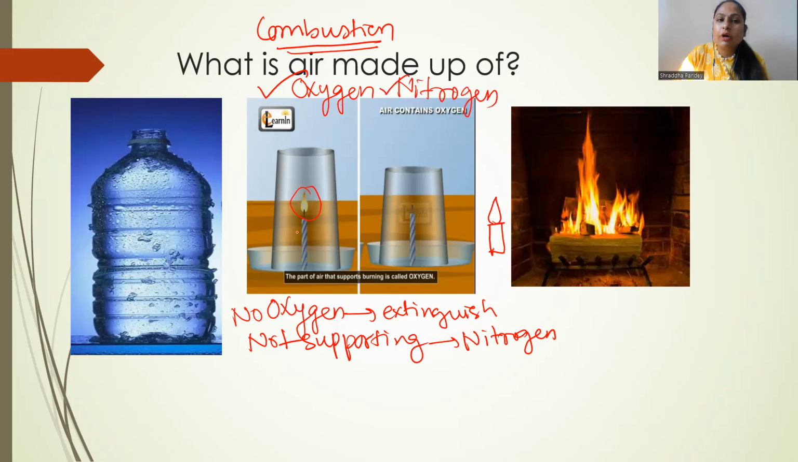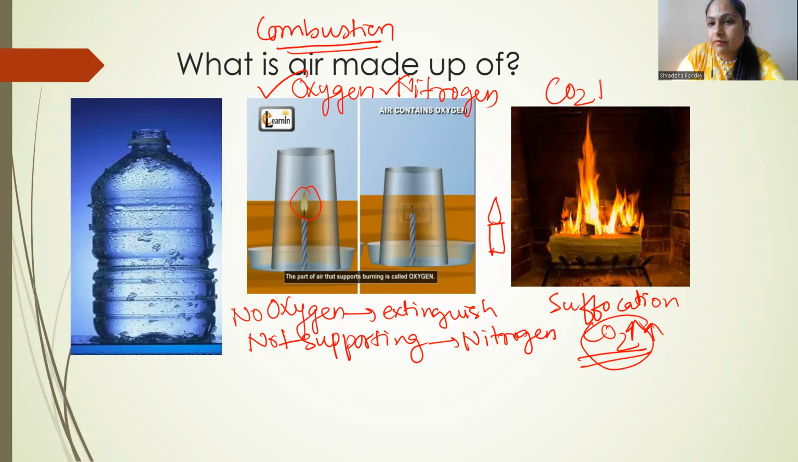What else is present in air? Have you ever seen a burning room? If you are stuck in that burning room, what will happen? You will feel suffocation. Why do you feel suffocation? It is because more and more carbon dioxide is produced. When a substance is burned in the presence of oxygen, what gas is released? Carbon dioxide gas is released. So carbon dioxide is also present in air.